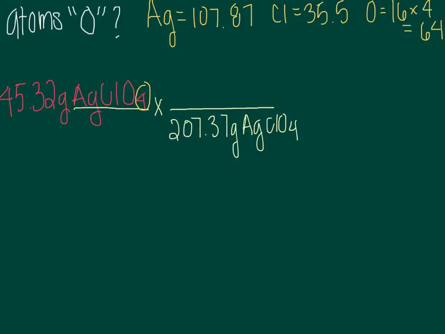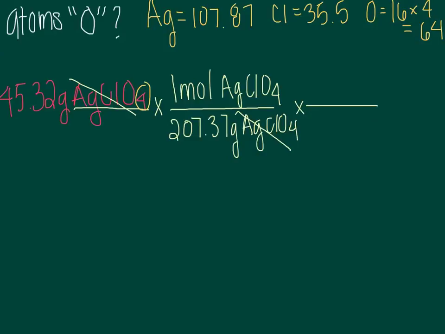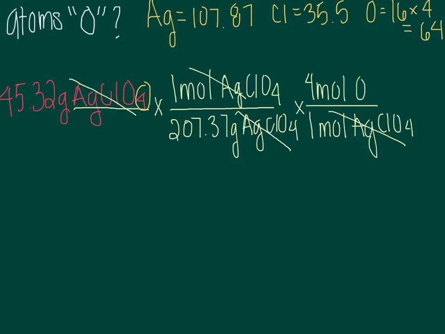AgClO4, and that way you can cancel out this with this one. In addition with that, you would place 1 mole of AgClO4 in order to get your moles. You would then place 1 mole of AgClO4, so that way the moles can cancel out of AgClO4, and you would place 4 moles of oxygen, and there are 4 moles of oxygen because, yet again, there are 4 here.